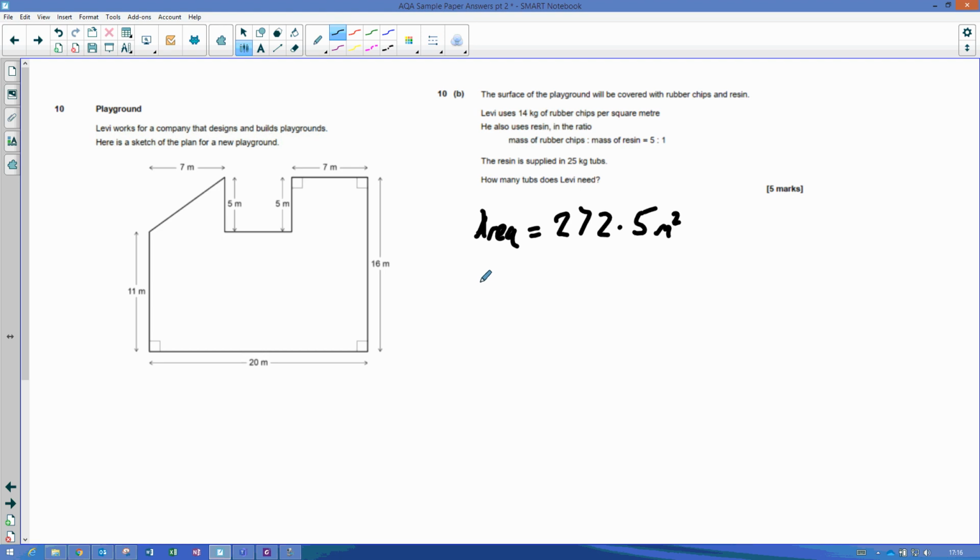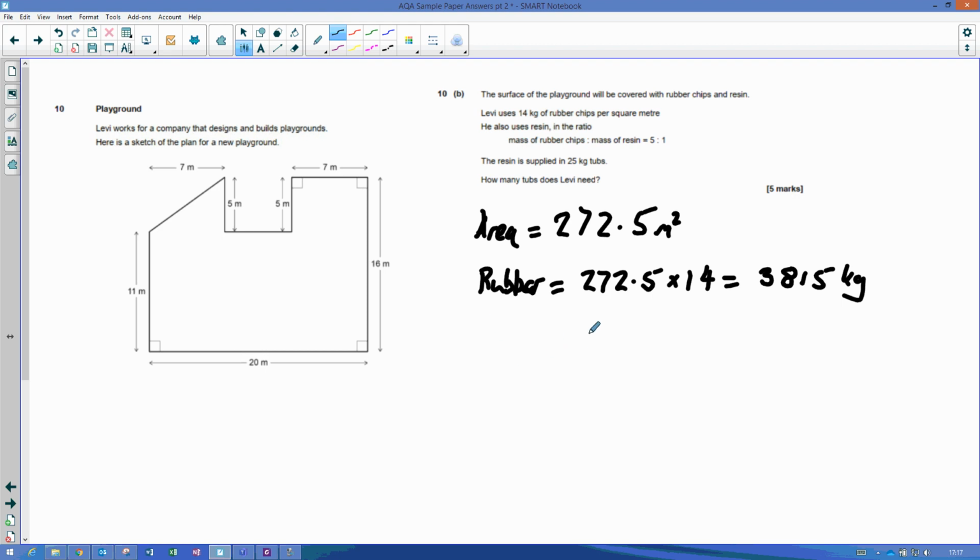So the amount of rubber chips I need is 272.5 times 14. And I'm going to type that into my calculator and I get an answer of 3,815, and that's in kilograms because we've got kilograms for this 14. Okay, but we don't want the mass of rubber chips, we want the resin.